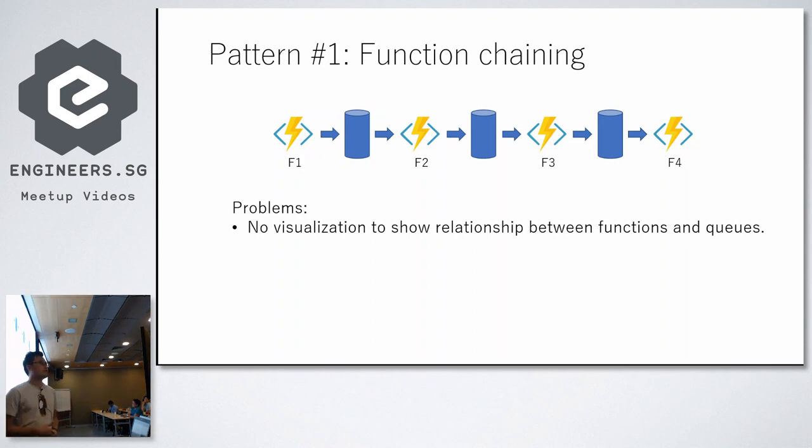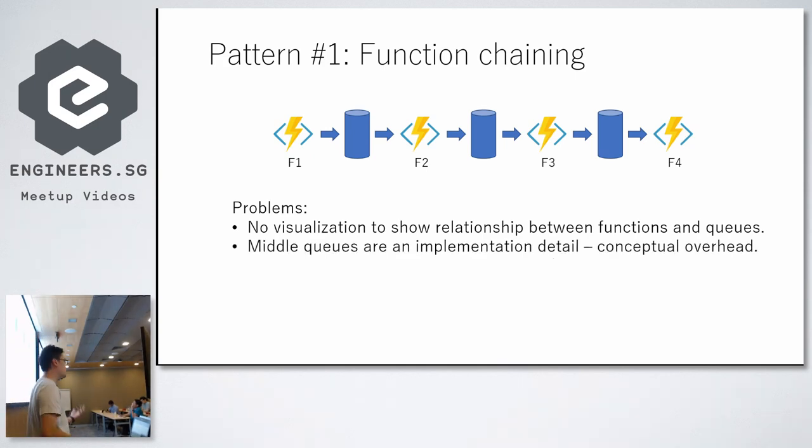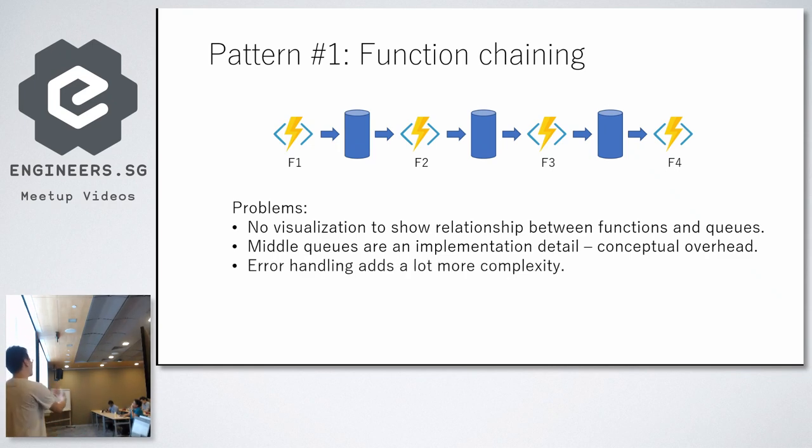the problem is you don't have a visualization to show the relationship between functions and queues. In that sense, I could do this with one function sending to a queue and then having that handed over from one to another. Again, the middle queues are implemented in detail, which means you have to handle those items, which is more complexity. I need to handle exceptions, for example: how do I do my retry policy? How do I ensure that when function A sends the message to the queue, what happens if that point fails? Those are the things that get a bit more complex if I'm not doing function chaining.